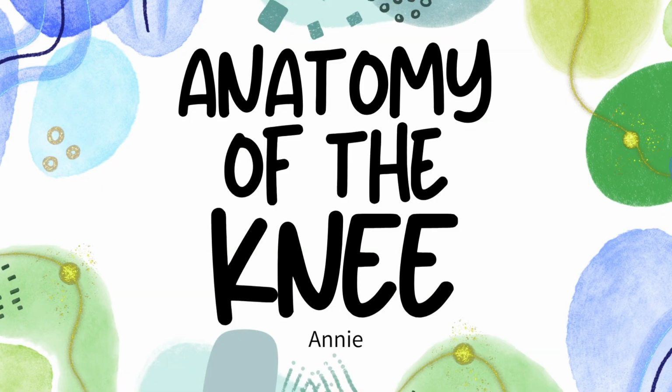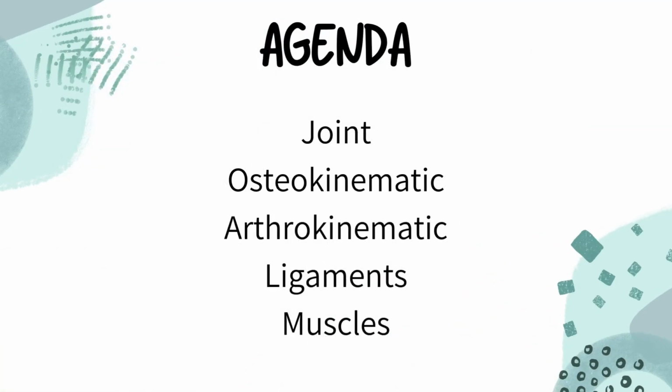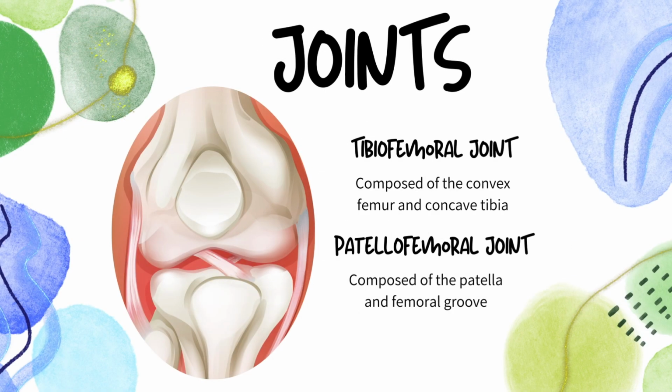Today we're going to be talking about anatomy of the knee. We're going to go through the knee joint, osteokinematics, arthrokinematics, ligaments of the knee, as well as muscles of the knee. So starting off for the joint, the primary knee joint is the tibiofemoral joint, which is composed of the femur and the tibia. Part of the knee joint as well is the patellofemoral joint, so that is where the patella sits in the femoral groove.